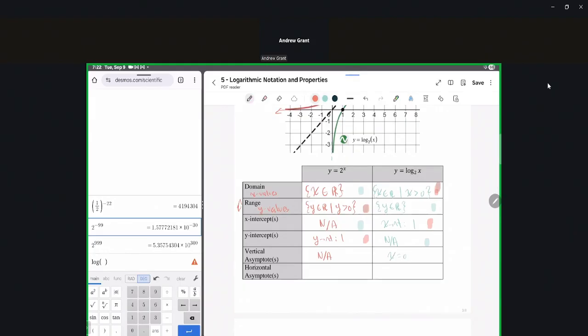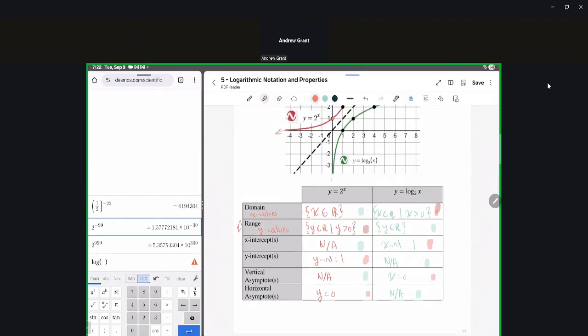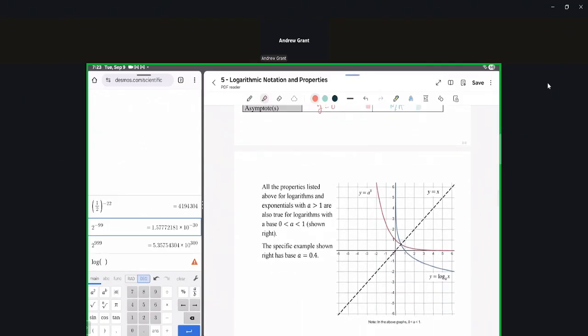For the y equals 2 to the power of x, we would say it has a horizontal asymptote of y equals 0. And similarly, it has no horizontal asymptote. So again, we can see that these are matching up again. Okay. So with that in mind, let's continue onwards.